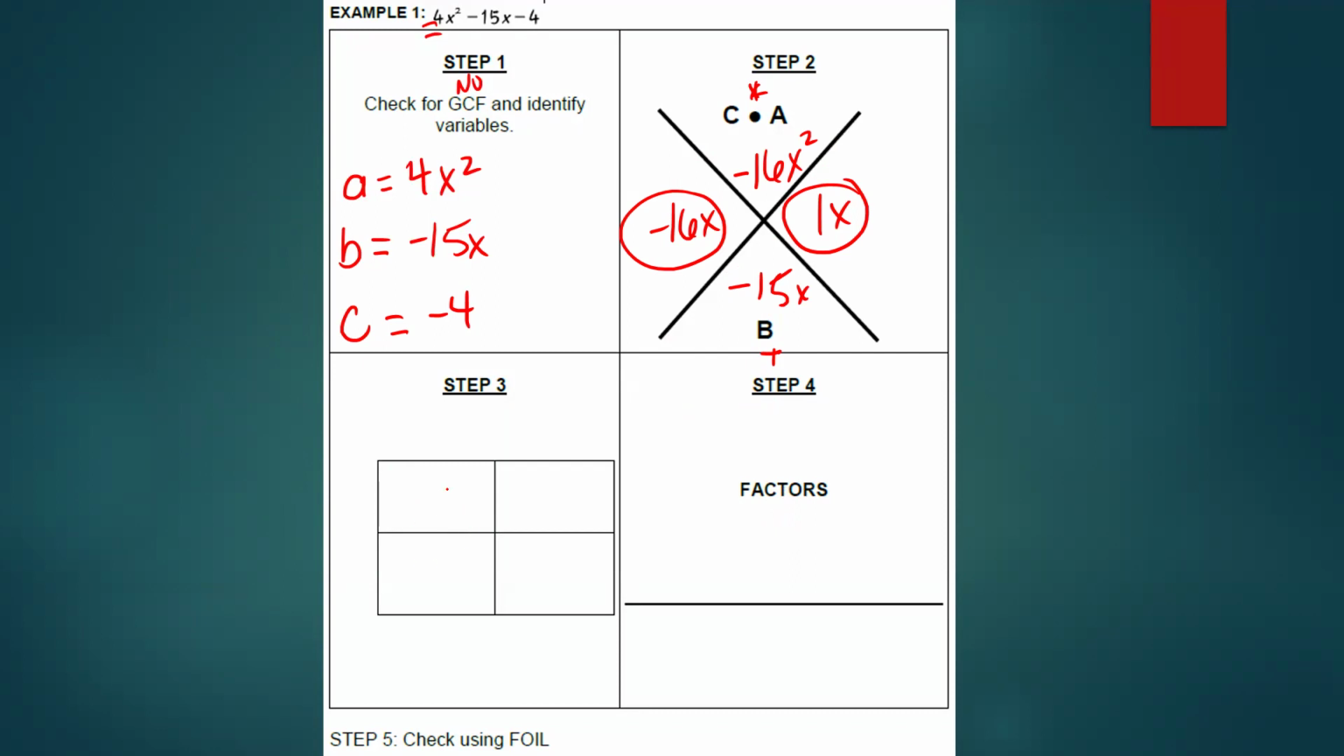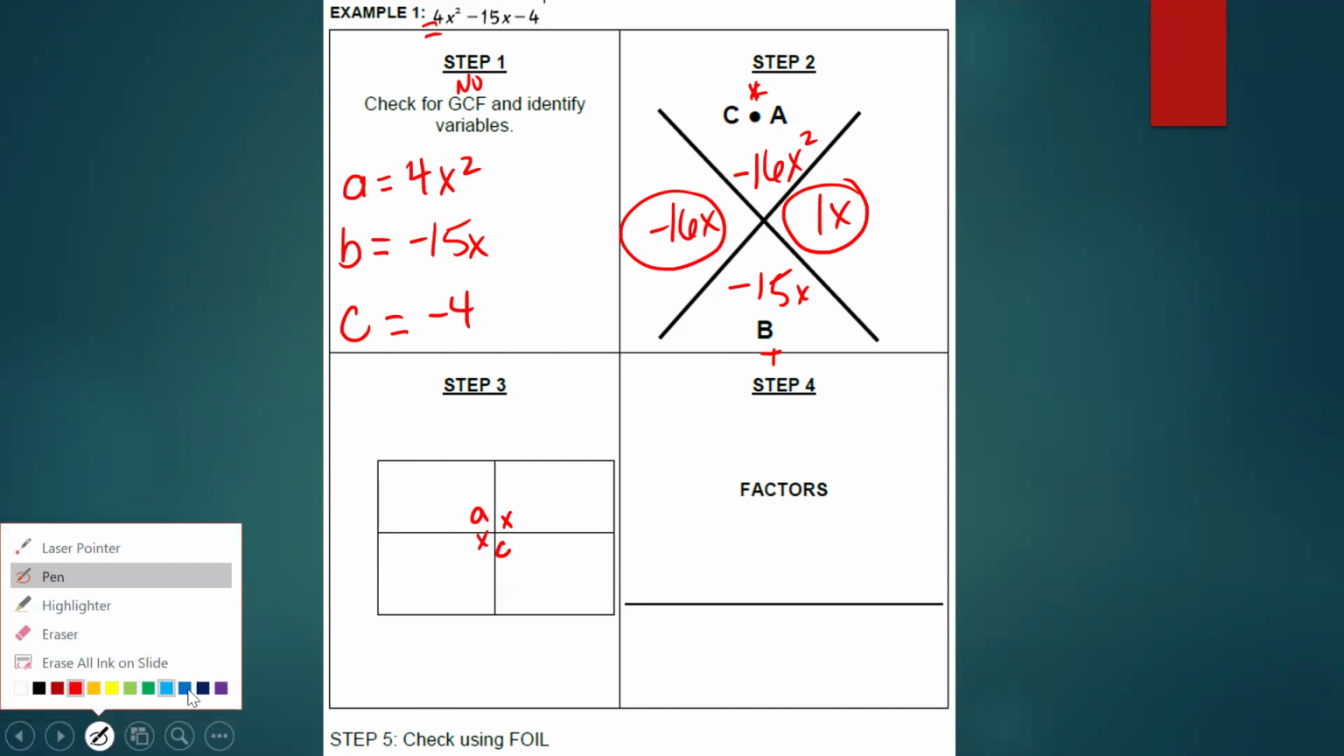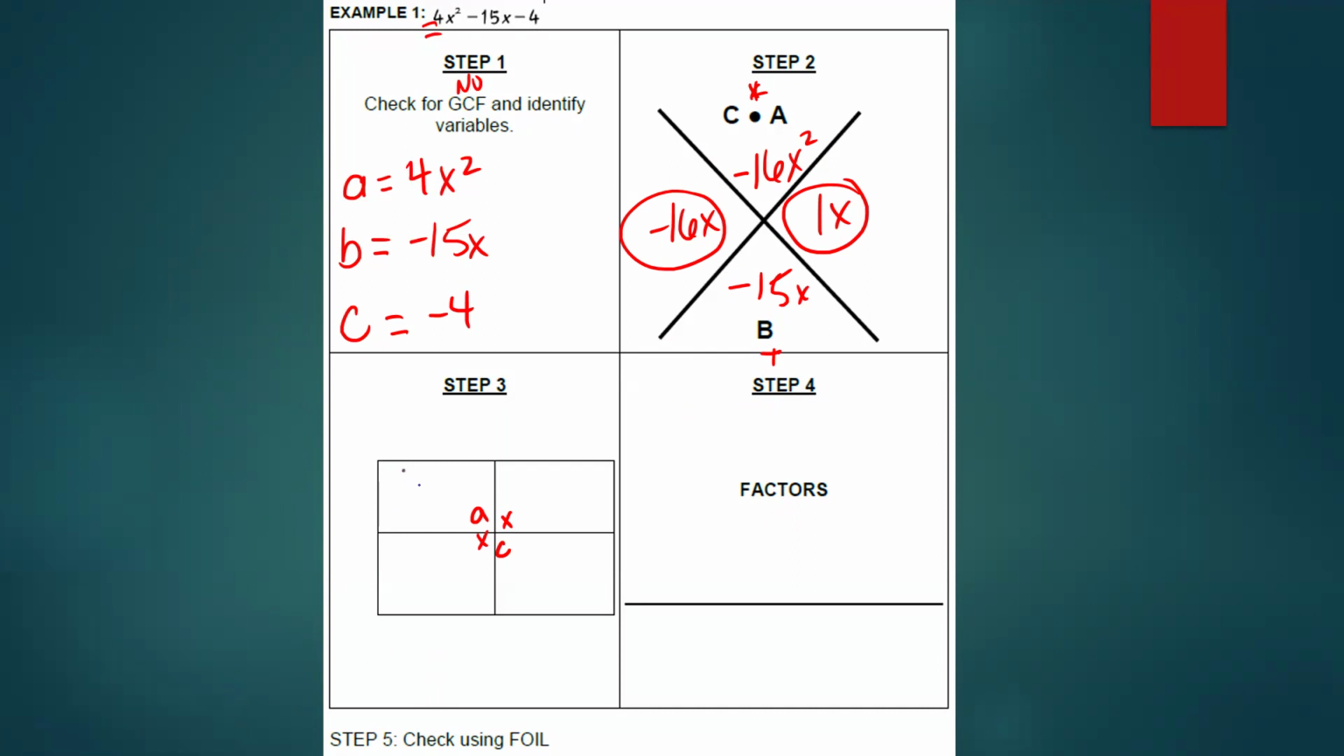So this is where we're at now. Now we're going to fill in the box. In the box, it's always going to be your A term, your C term, and your numbers from the X. So A was 4x squared, C is negative 4, and my numbers from the X are negative 16x and 1x. It doesn't matter where you put the numbers from the X, as long as they're in one of these two boxes. Once everything is in the box, all you're doing is greatest common factor for every row and every column.